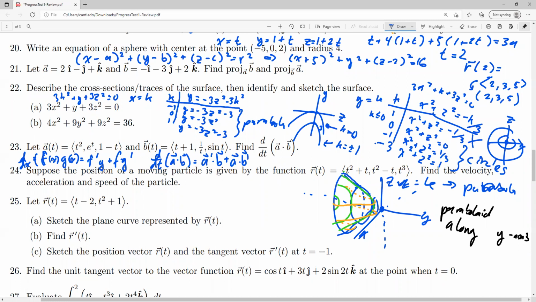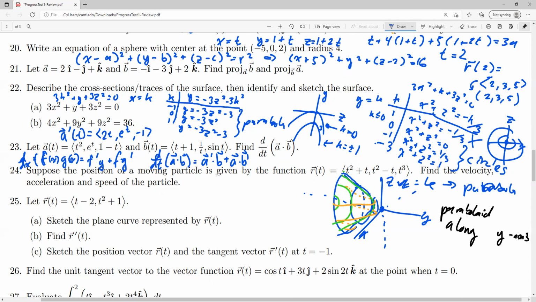Now, real quick, what is the derivative of a vector? For example, let's take the derivative of a. We just take the derivative of each component with respect to t. So the derivative of t squared is 2t, the derivative of e to the t is e to the t, and the derivative of 1 minus t is -1. So it's just taking the derivative of each component.